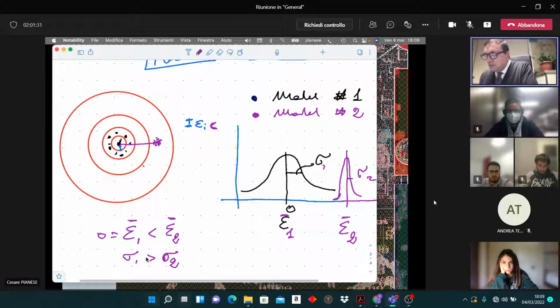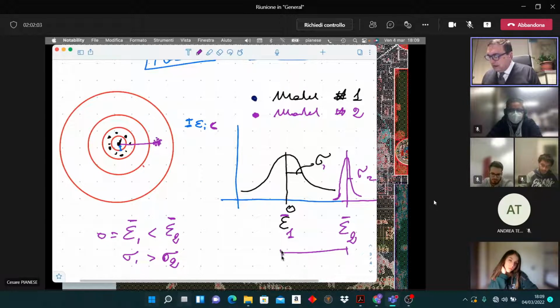So what would you identify in terms of precision and accuracy? Model 2 is very precise because it repeats the same results every test. Model 1 is very accurate because on average it has 0 error. Model 2 is not very accurate because it has an error epsilon on average. Epsilon 2 is very large, let's say.